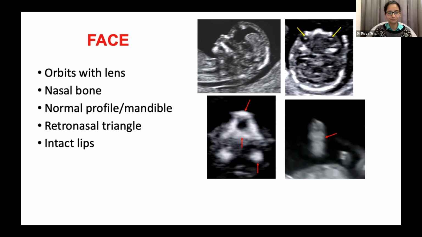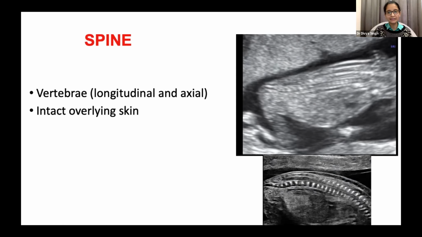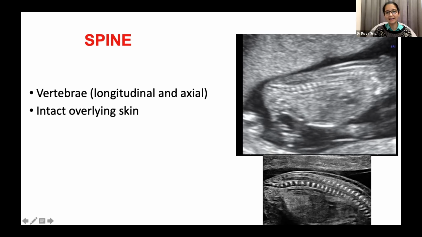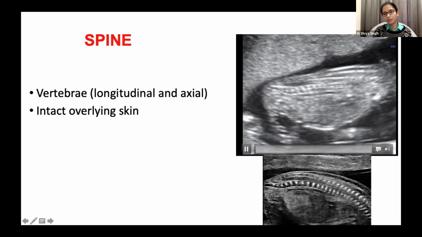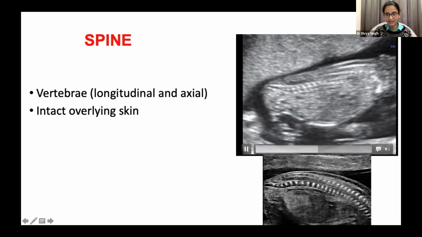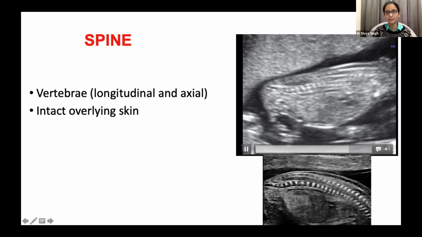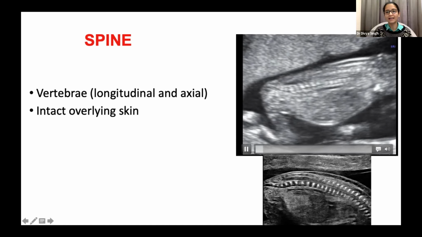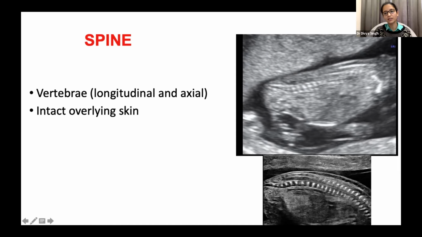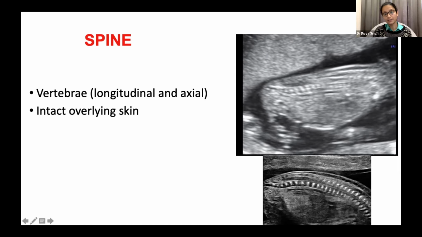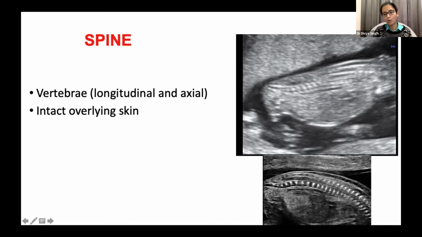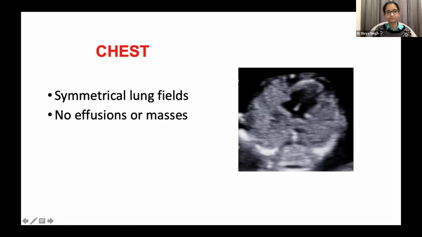Coming to the spine, it should be assessed in two planes, longitudinal and axial. You can appreciate the vertebral bodies here and must look for the intactness of skin over the vertebral bodies, making sure that there is no overlying skin defect. You can use a high resolution probe. As you can see, I've used a linear probe here in a thin patient, and I can appreciate the individual vertebral bodies and the overlying intact skin.